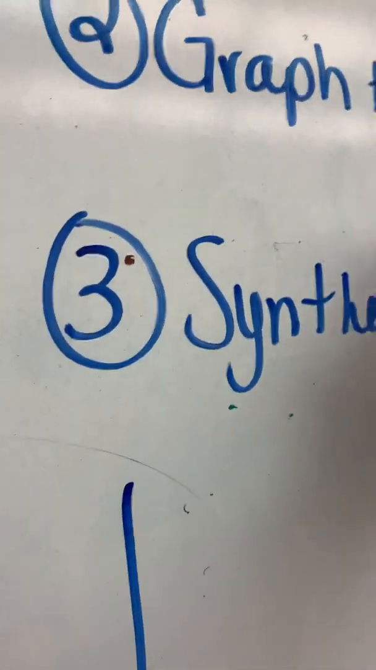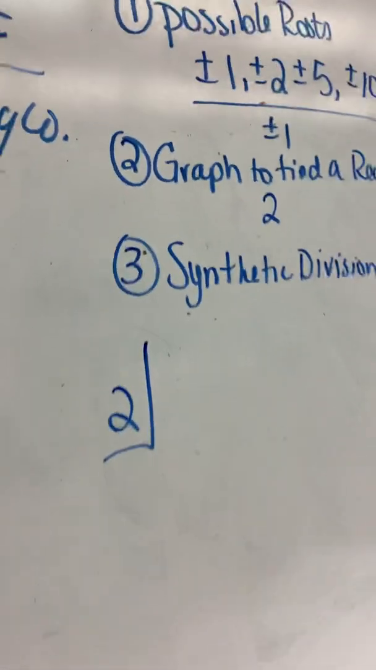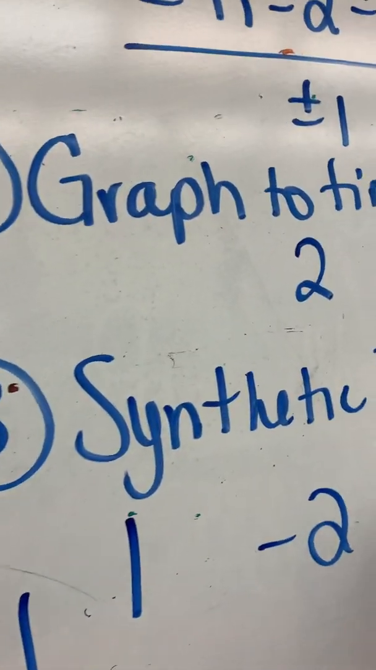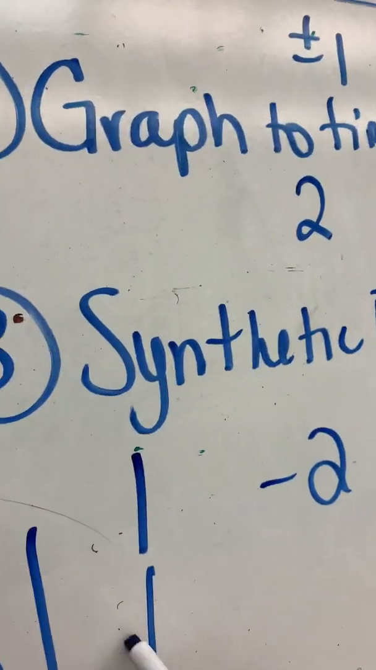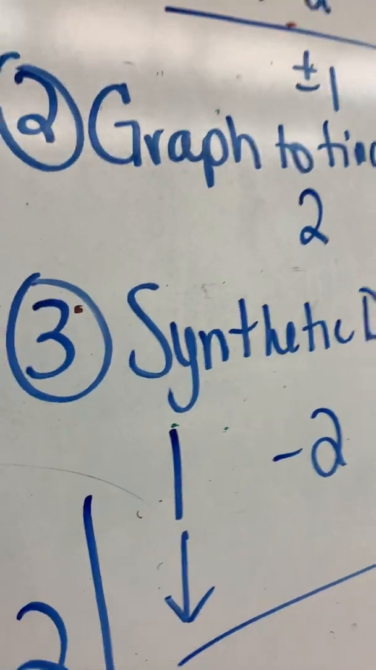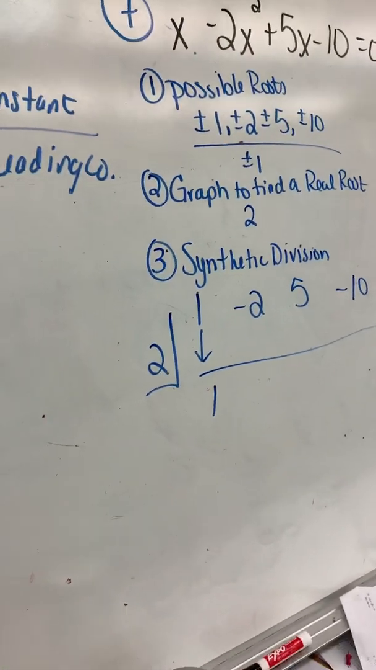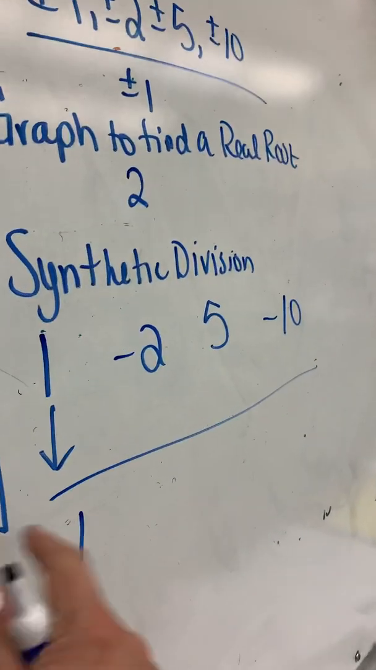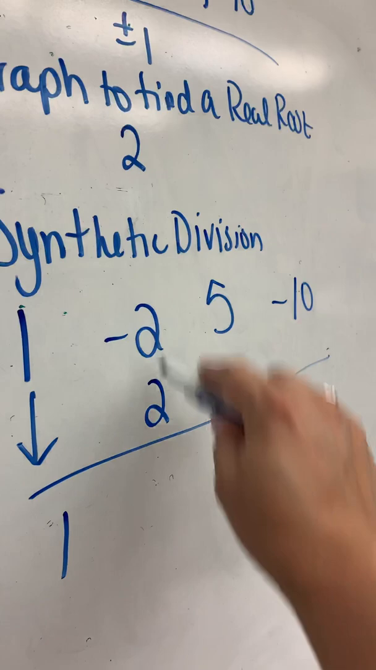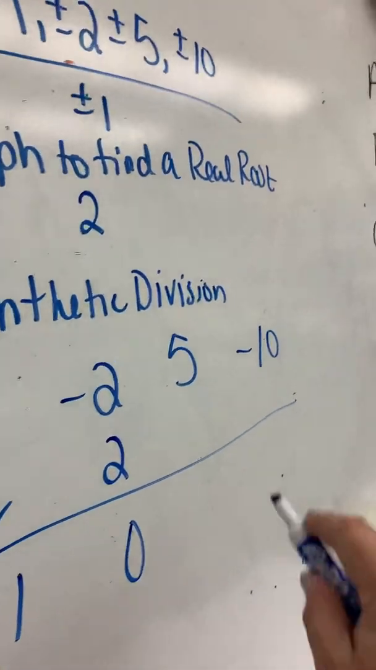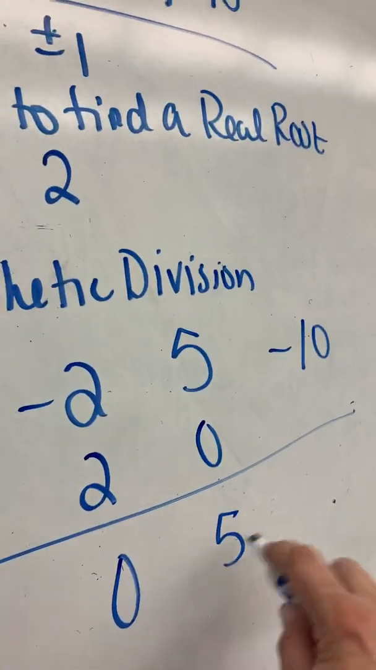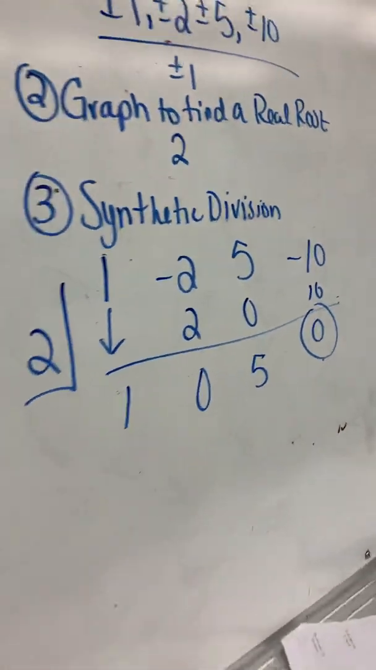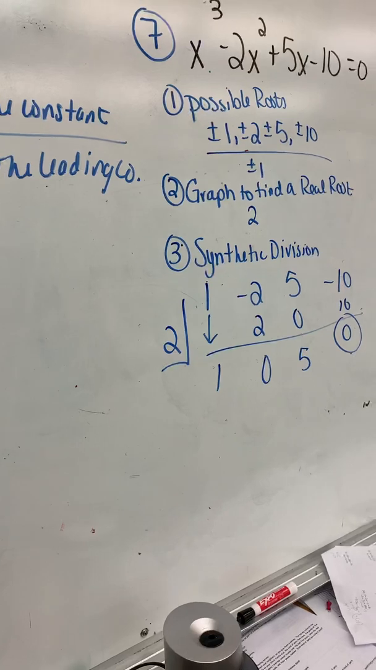In the box goes your real root. Coefficients 1, negative 2, 5, negative 10. Nope, you do not flip the sign on that. Good question. So 1 times 2 is 2. 0. 0 times 2 is 0. 5. 5 times 2 is 10. Boom. That just proved that that was definitely a real root.